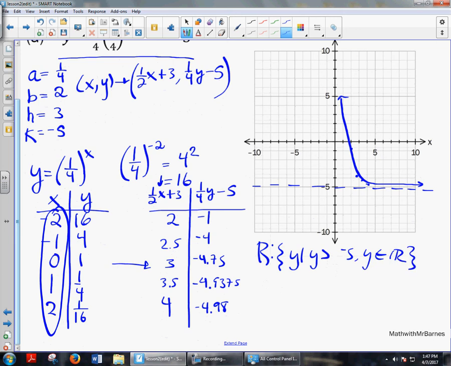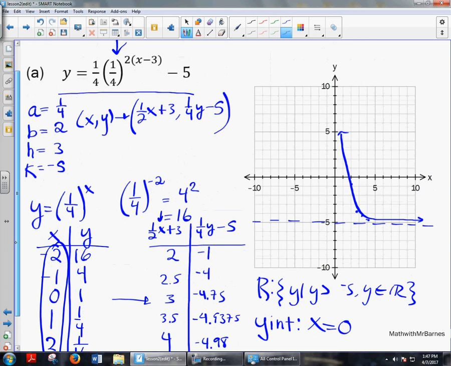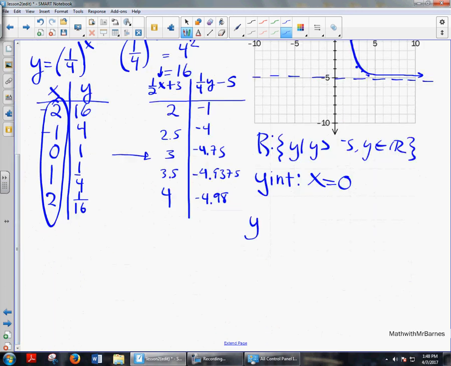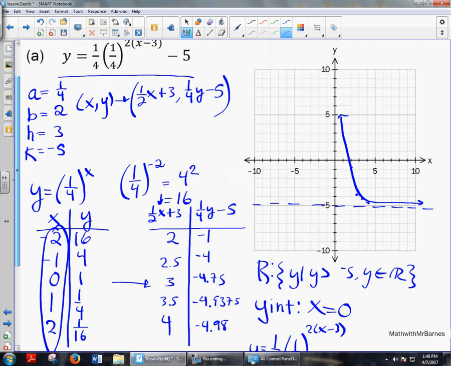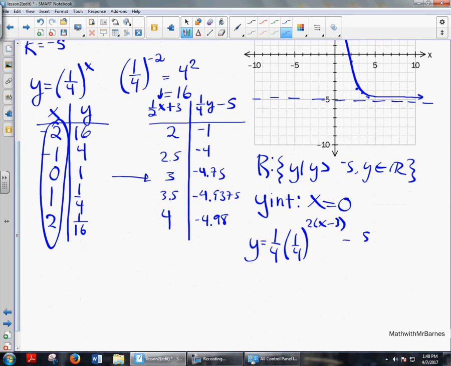So let's say someone wants you to find the y-intercept of this guy. So the y-intercept comes from x is equal to 0. That's the important thing to recognize with this. So if you always put in x is equal to 0, you will always find the y-intercept. So you go y is equal to 1 over 4 times 1 over 4 to the x minus 3, minus 5. So what I had to do is I had to sub 0 directly in here. So I get 1 over 4 times 1 over 4, and that's 2 times -3 minus 5. So that's to the -6 there.